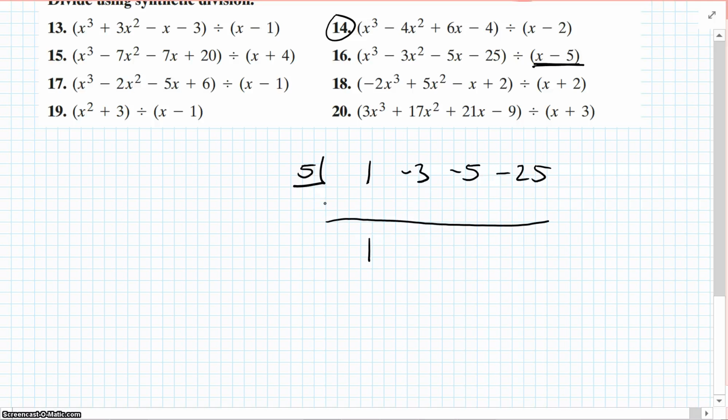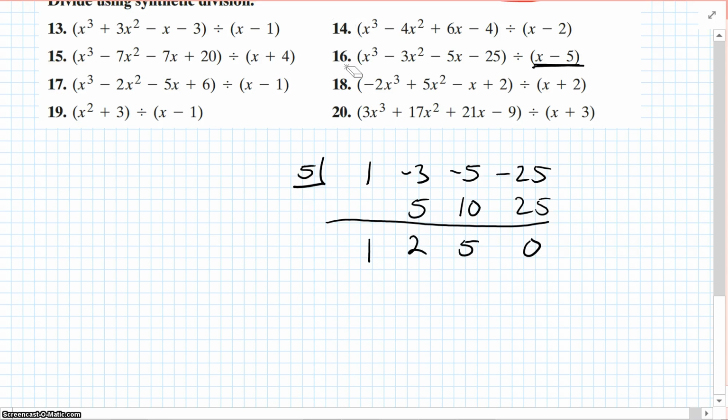Drop the first coefficient, multiply it by the root. 1 times 5, sum them, you get 2. Multiply by the root, you get 10. Sum them, you get 5. Multiply it by the root, you get 25, you get 0. Again, number 16, it was a third degree polynomial. So once you divide, the numbers below become a second degree polynomial. So it becomes x squared, or 1x squared, plus 2x plus 5. So the factors of that polynomial again are x minus 5 and x squared plus 2x plus 5.